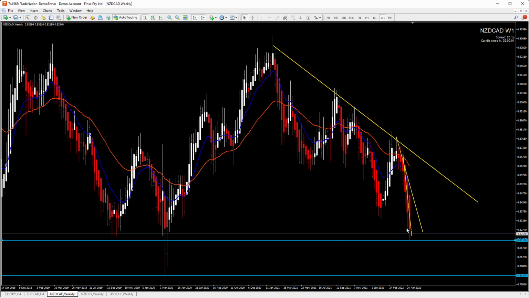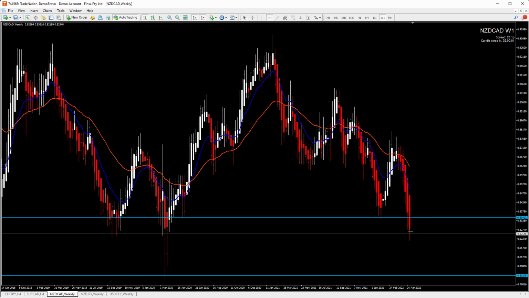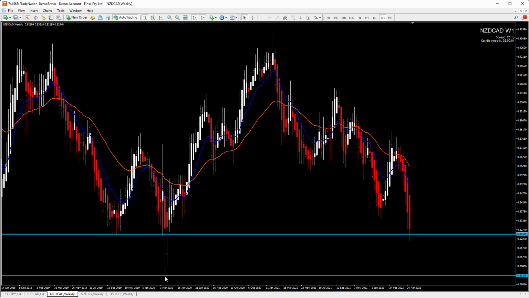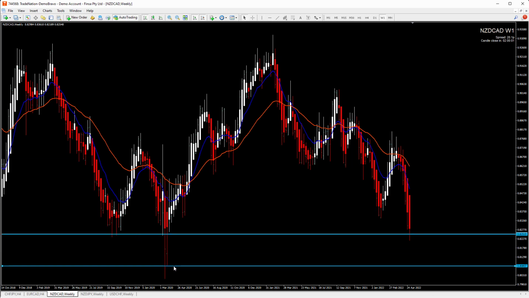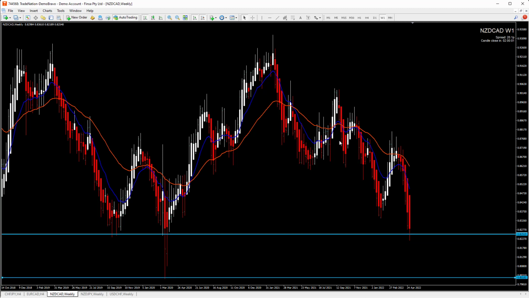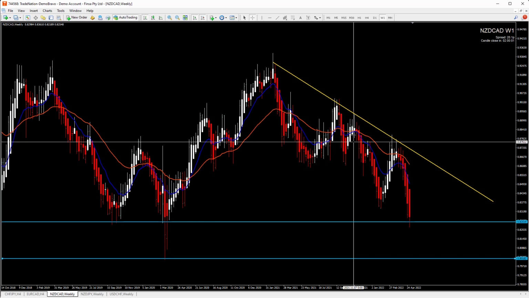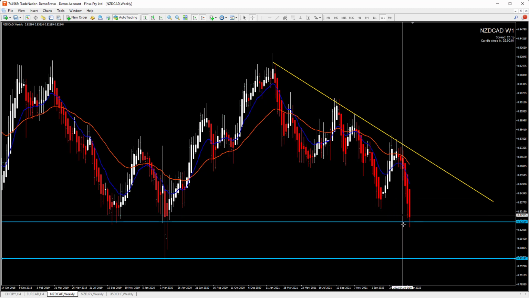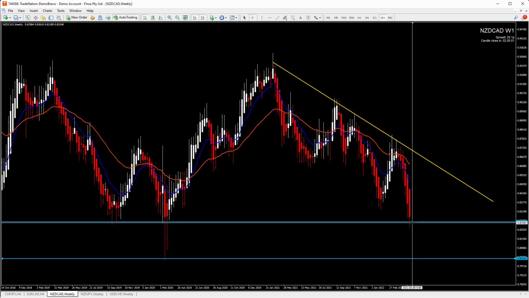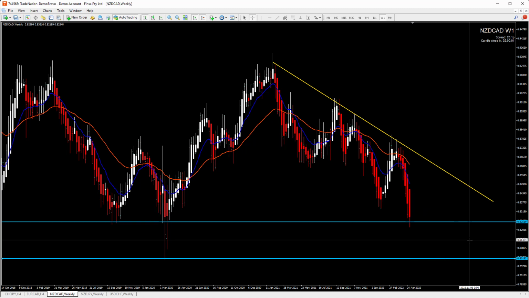Next is New Zealand CAD. And New Zealand CAD also reached our strong support area. The next area is lower, between this spike and this spike. We have this trend line here. Okay, so definitely we have this downtrend. So because price reached this, maybe we'll have first this bigger retracement and then continuation.